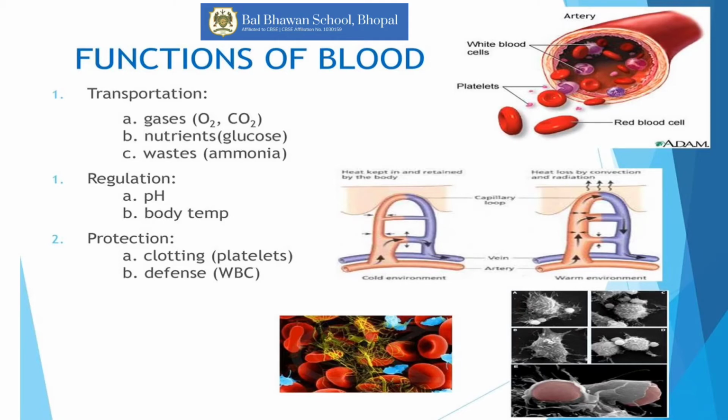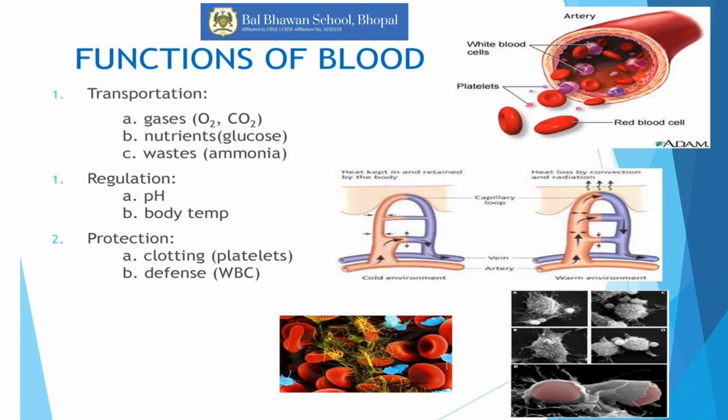Second important function of blood is that it regulates. What does it regulate? Body temperature. You know that human beings have a fixed body temperature. Their body temperature does not vary with the surroundings, and this maintenance of body temperature is done with the help of blood. And besides this, the nutrients, or you can say the liquids which are present inside the blood, all have a definite pH, and this definite pH is maintained with the help of the blood.